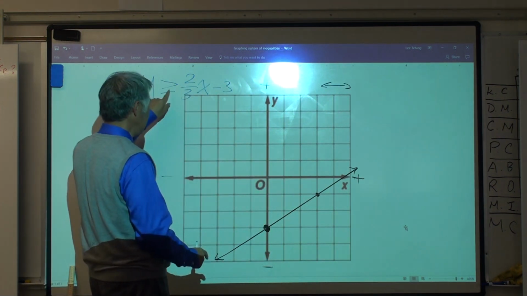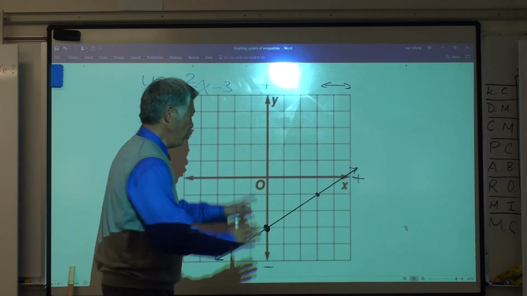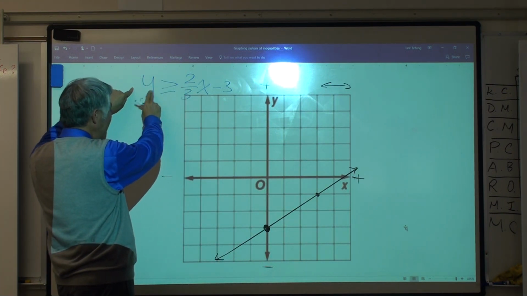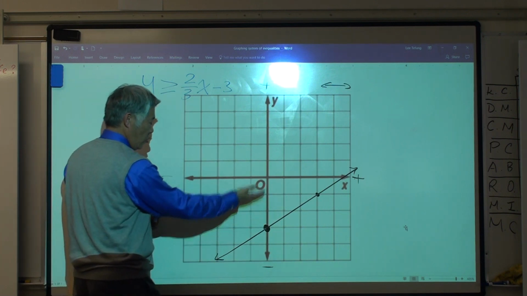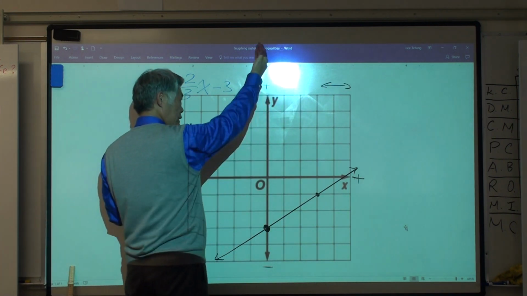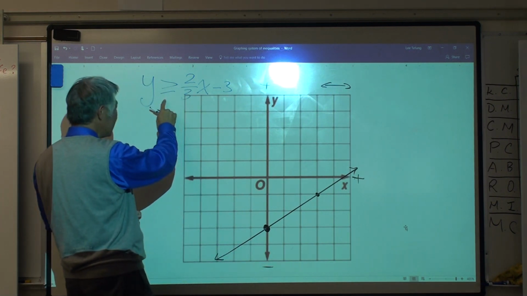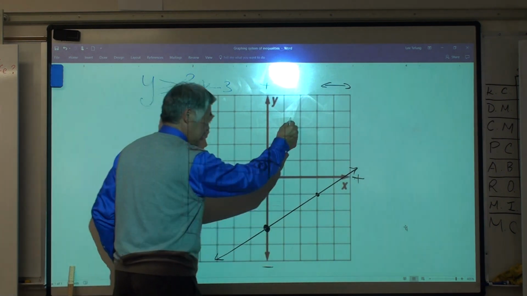Also, since this is inequality, we need to pay attention which side to shade. Now, since this one says y is greater than, you can see y all the way up is greater, all the way down is less than. Since this says greater, we just shade this side.